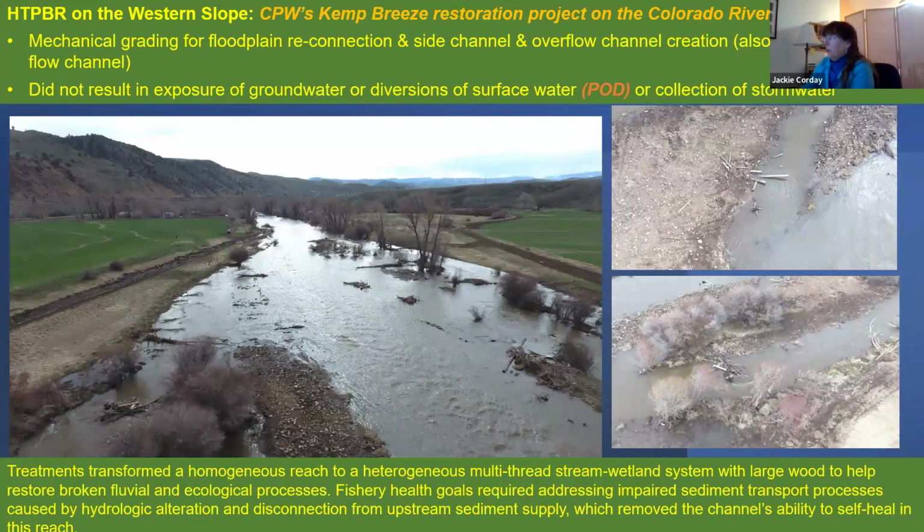And I'm going to go through these pretty quick because these are all examples on the Front Range of projects that are possible. Again, the criteria are mechanical grading for floodplain reconnection that did not expose groundwater, did not create a diversion, and did not collect stormwater. And this is showing you what projects can look like on our bigger rivers in Colorado.